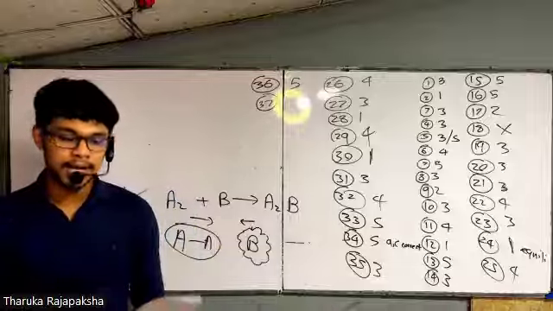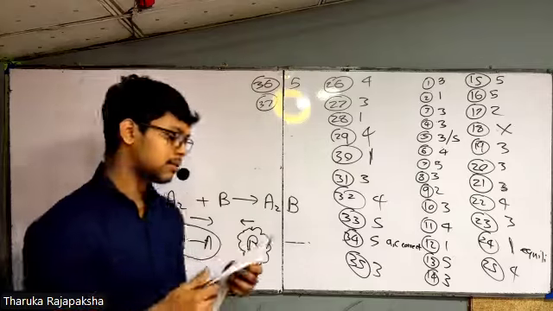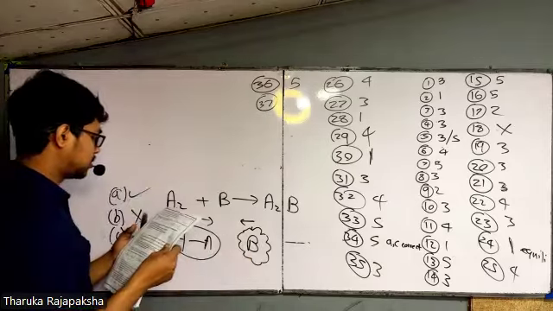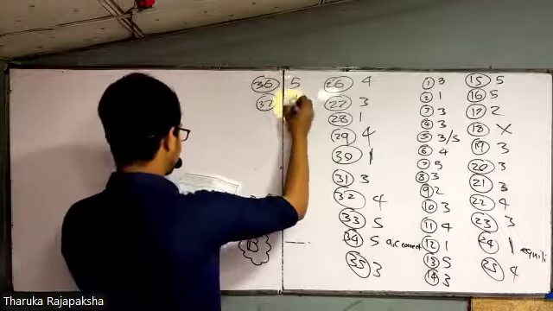There are no molecules reacting. It doesn't make any sense. That one also: A correct, B wrong, C wrong, D wrong. D correct. Molecularity cannot be 0. So the answer is number 4.